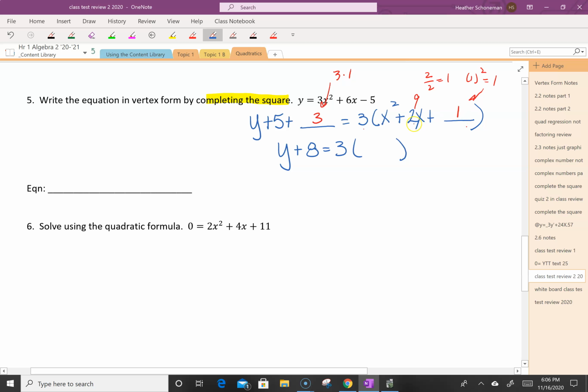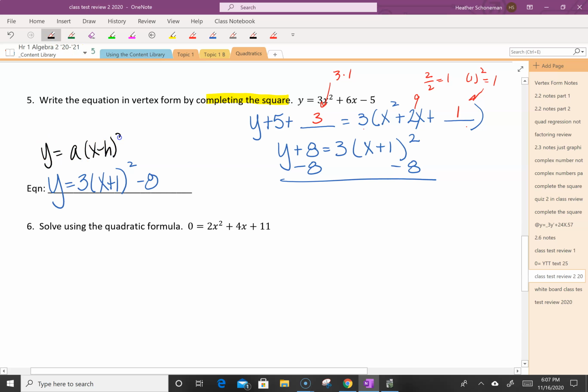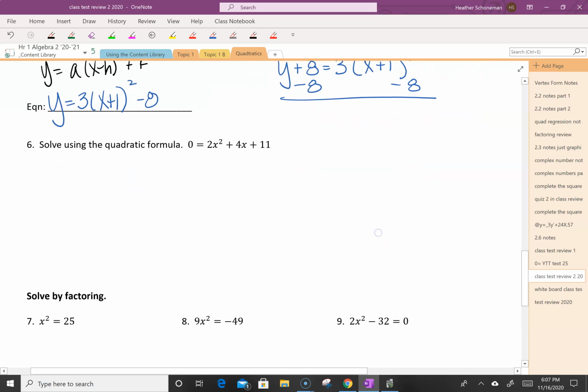The two numbers that multiply to 1 and add to 2 would be x plus 1 and x plus 1, but we don't write it out twice because that's not the form we're looking for. We write it like this. Now to get y by itself, I'm going to subtract 8 from both sides. So the equation in vertex form is y equals 3 times x plus 1 squared minus 8. And remember, vertex form from the first side, y equals a times x minus h squared minus k, or plus k. Isn't that what we have there? Yes, we are successful.